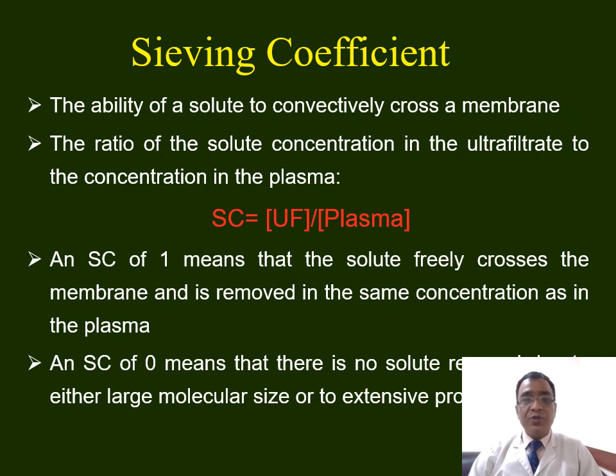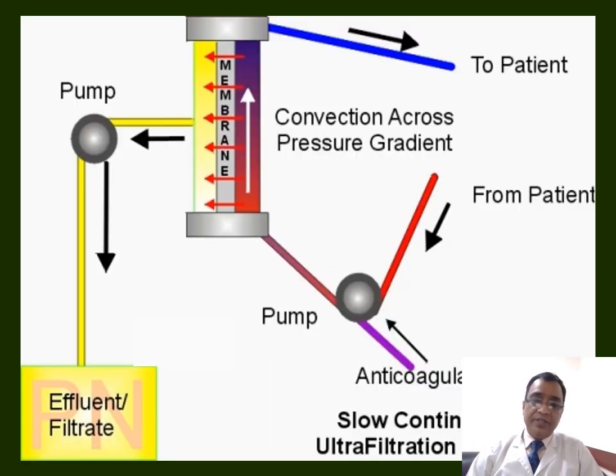The ratio of solute concentration in the ultrafiltrate to the concentration in the plasma is actually the sieving coefficient. So if the sieving coefficient is 1, that means everything is filtered out. Whatever concentration is present in the ultrafiltrate is the same as the concentration in the plasma. And a sieving coefficient of 0 means nothing is coming out. So the ultrafiltrate concentration is 0 and the plasma concentration is whatever that solvent was having.